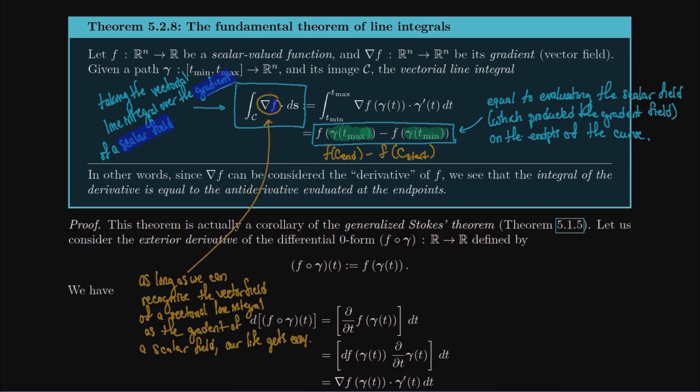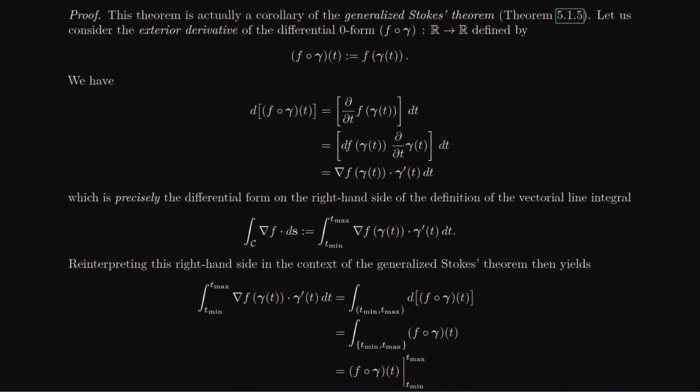And of course, why is this called the fundamental theorem? Because, well, you can think about that gradient as the derivative of the scalar field. And so what do we see? We see that the integral of the derivative is equal to the antiderivative, i.e. getting rid of the gradient evaluated at the endpoints. It's exactly the fundamental theorem of regular calculus. But on the plus side, I do like to show in the proof that this is actually a special case of the generalized Stokes theorem instead.